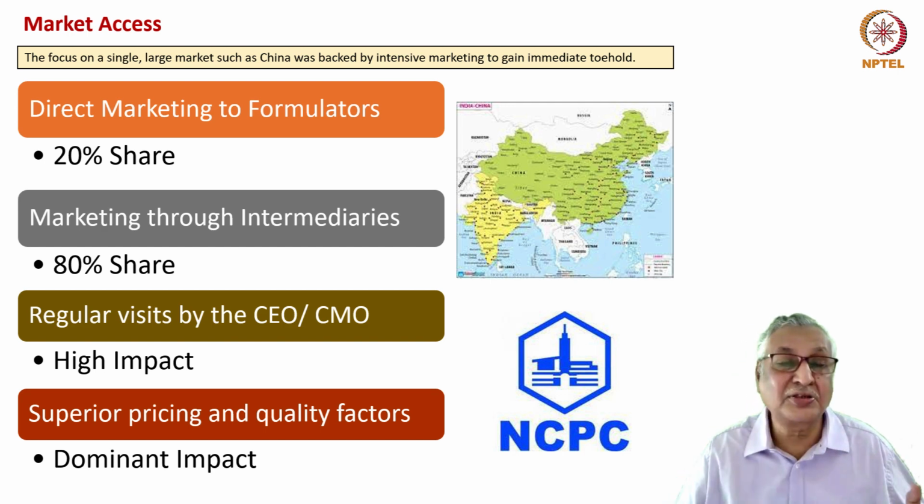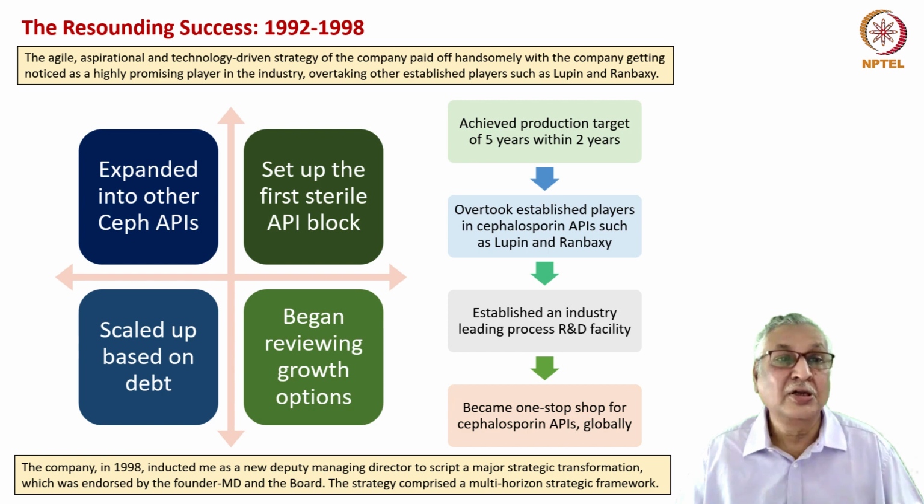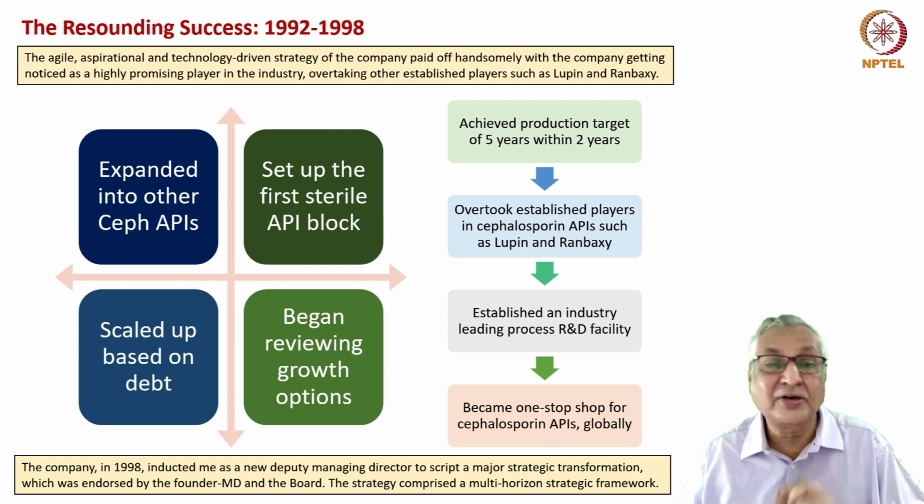So it was a very comprehensive strategy covering product range, manufacturing capability, people capability, financial resourcing, and market access. All of these things combined to provide the thrust for the company to move on an accelerated ramp up path. Therefore, between 1992 and 1998, the company experienced resounding success. The agile, aspirational, and technology driven strategy of the company paid off handsomely, with the company getting noticed as a highly promising player in the industry, overtaking other established players such as Lupin and Ranbaxy.